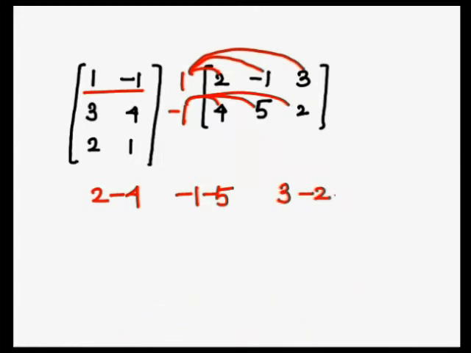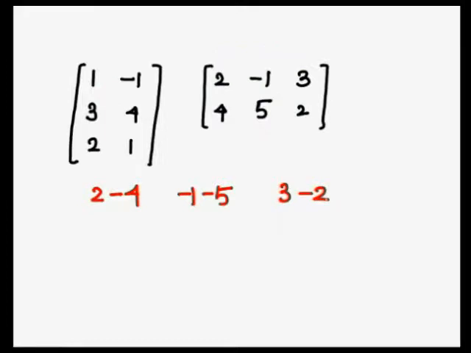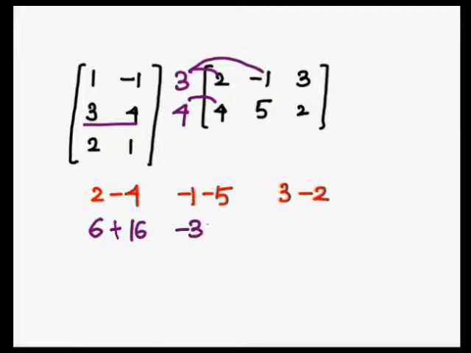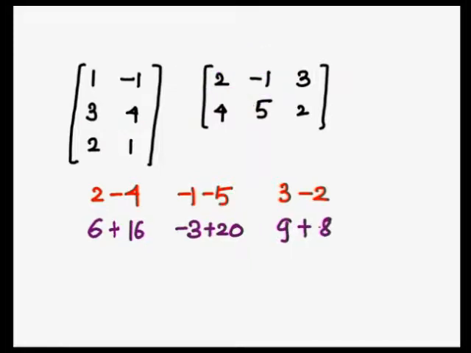Now we consider the second row. Now the second row is 3, 4. So now we multiply the second row with the first column. So 3 into 2 we get 6, 4 into 4 we get 16. Now we multiply with the second column, we get minus 3 and 20. Now we multiply with the third column, so we get 9 plus 8. Now any guess about the next step? Yes, we multiply the third row with the first column.